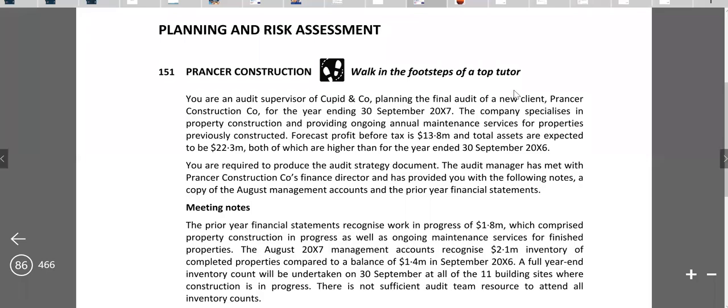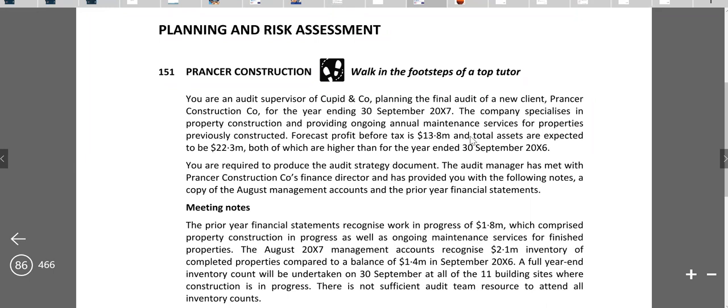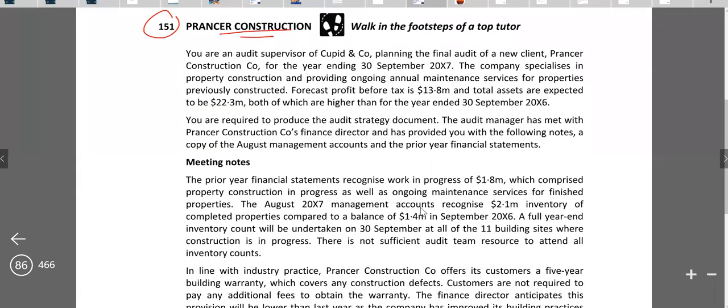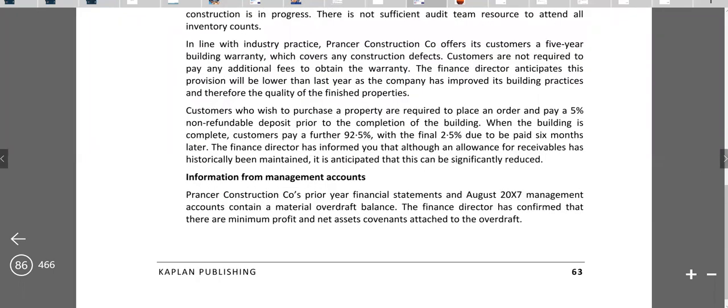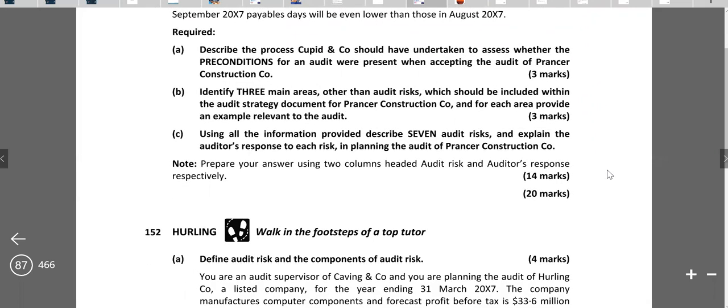All right, now we have a question which is question number 151 from your Kaplan kit. The name of the question is Prancer Construction. First of all, let's go to the requirement, and we are doing requirement number C right now.